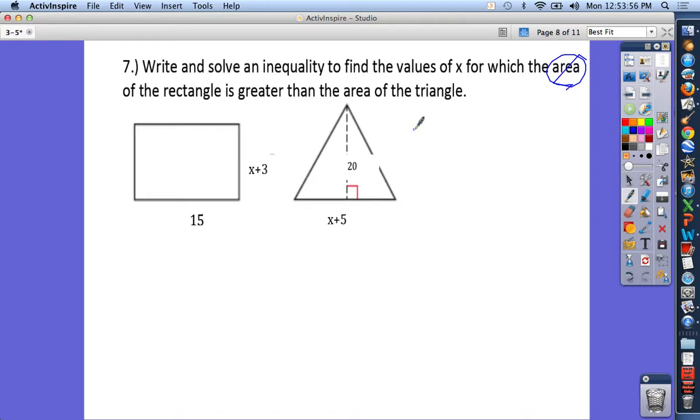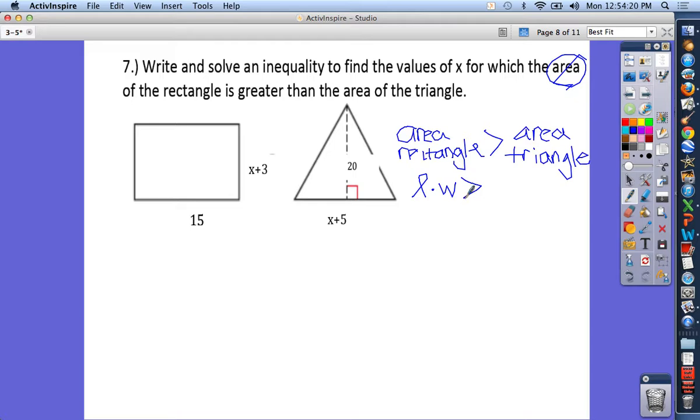I want to know when the area of the rectangle is greater than the area of the triangle. Remember, to find the area of a rectangle, you have length times width. The area of the triangle is 1/2 the base times the height. So now let's get these values from our pictures.